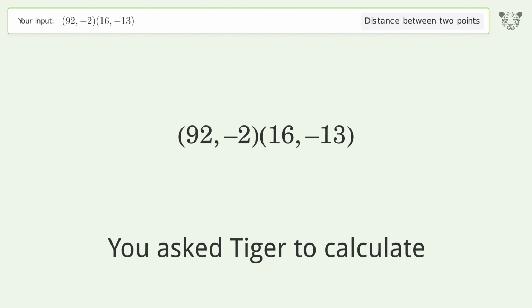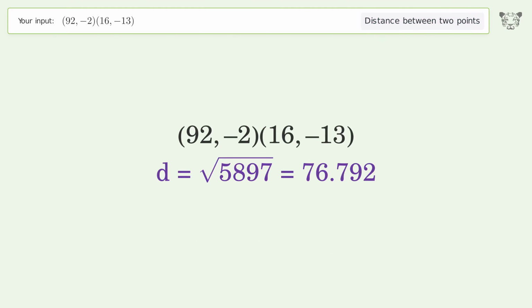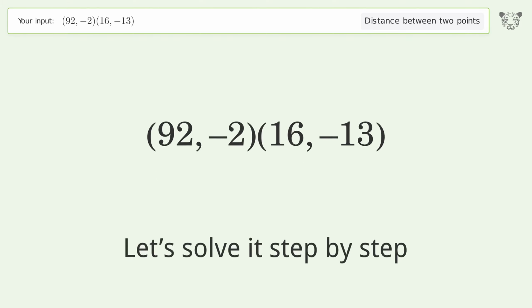You ask Tiger to calculate. This deals with the distance between 2 points. The distance between the 2 points is the square root of 5,897, or 76.792. Let's solve it step by step.